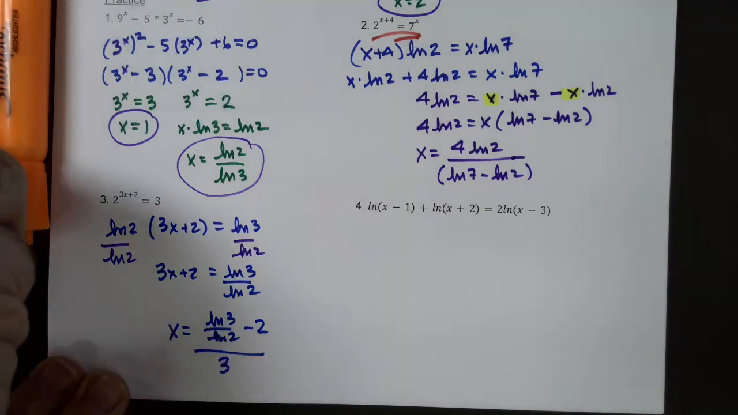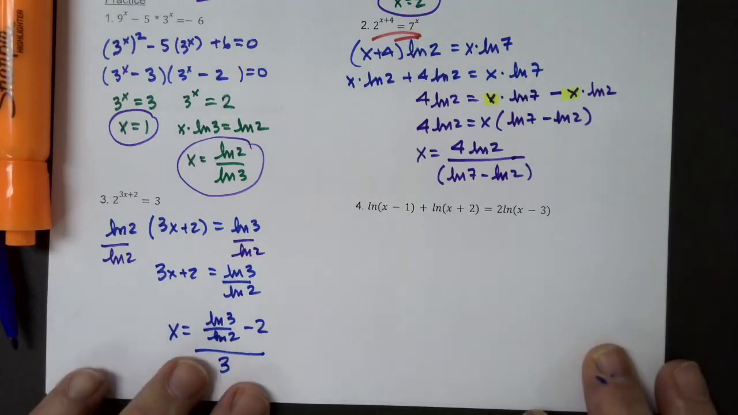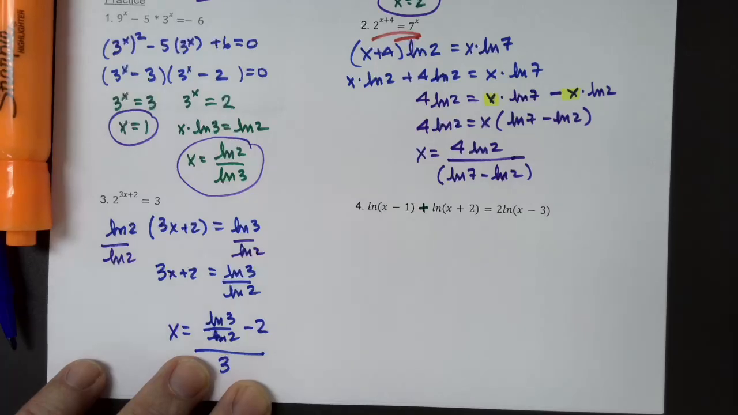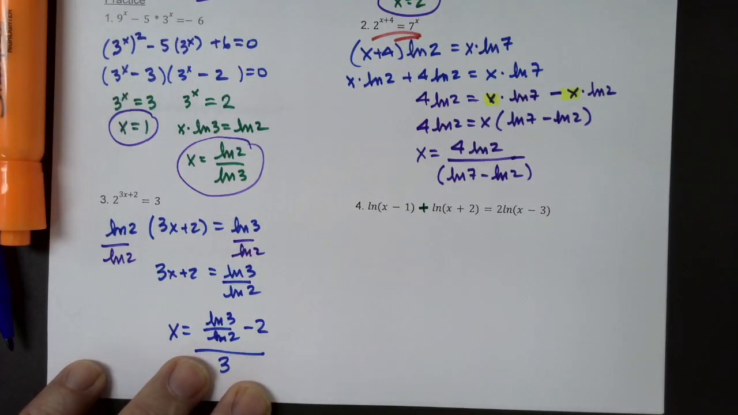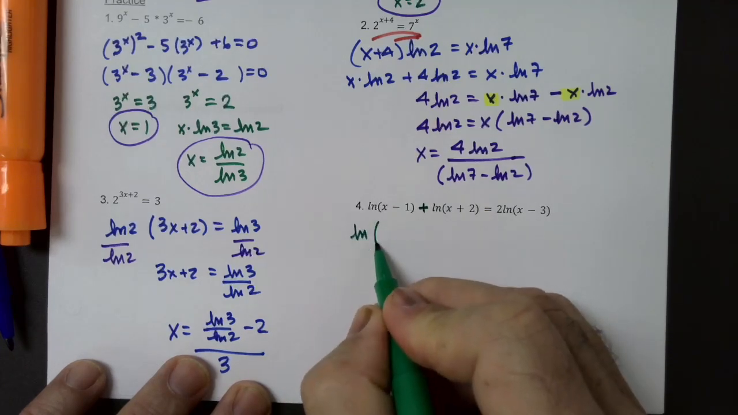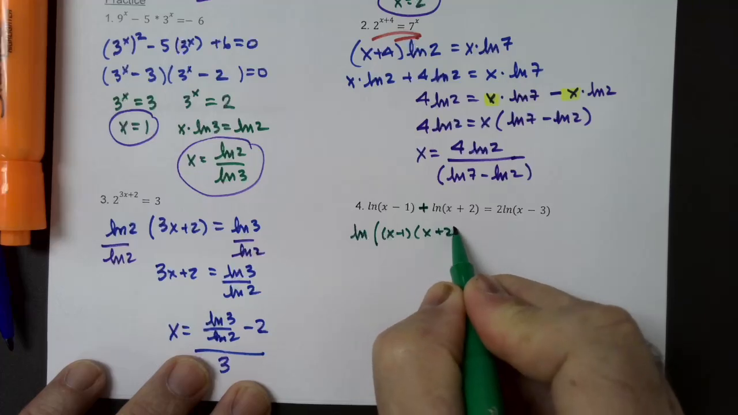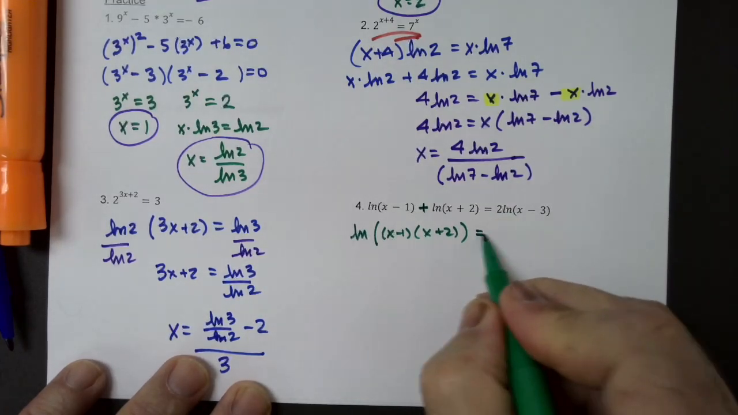All right. Let's take a look at number 4. And first thing, it has this addition here. Charlie, what's this addition going to tell us to do? Multiply. So this will be the natural log of the quantity of x minus 1 times the quantity of x plus 2. And then, Sam, what's this 2 going to tell us to do?